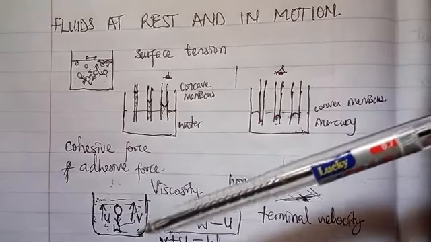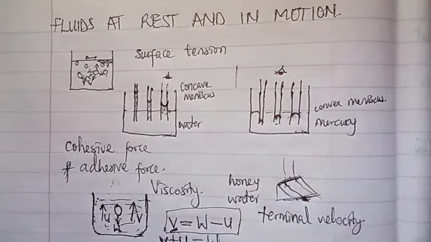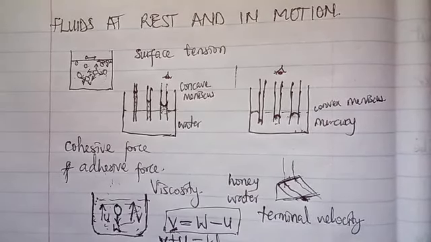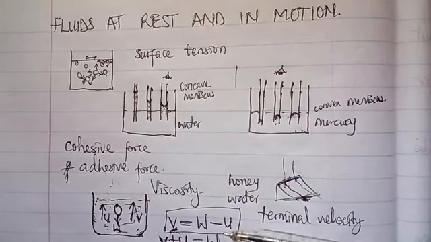Then for similarity, both of them oppose motion, of course, and they depend on the nature of materials in contact. The nature of the surfaces in contact affects both viscosity and friction. We will now answer some questions to be able to test our understanding.